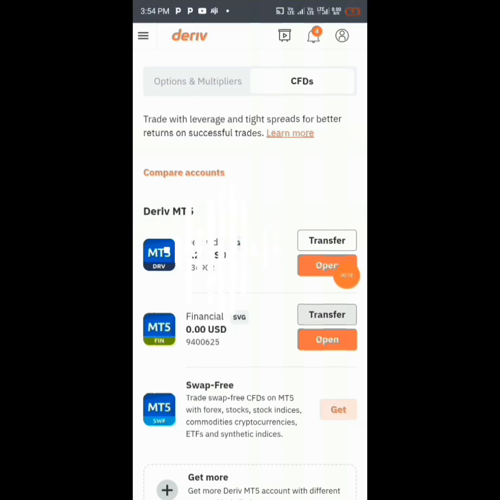Now, if you want to open a synthetic account, this is derived SVG, which is a synthetic account. While if you want to open an FX account, this is an FX account, and this is equally an FX account. Depending on the type of FX you want, you can choose this one or this one. Any one you choose is good and very recommendable for any trader that wants to trade, while this is purely for synthetics.